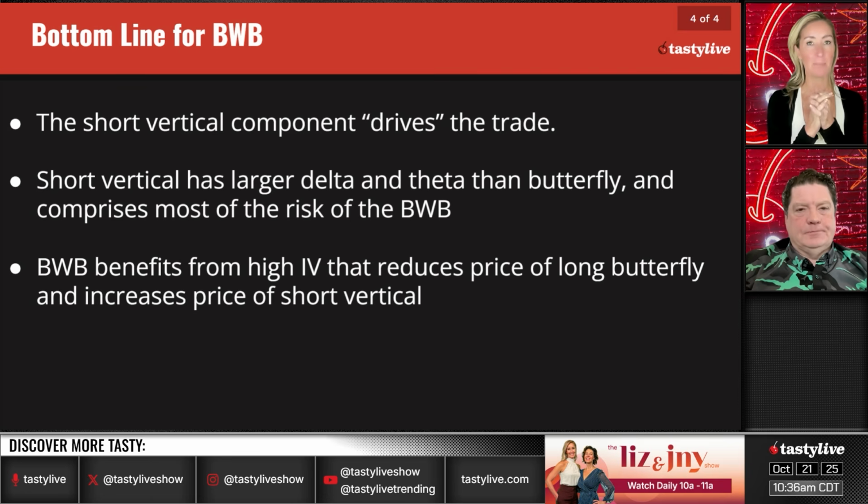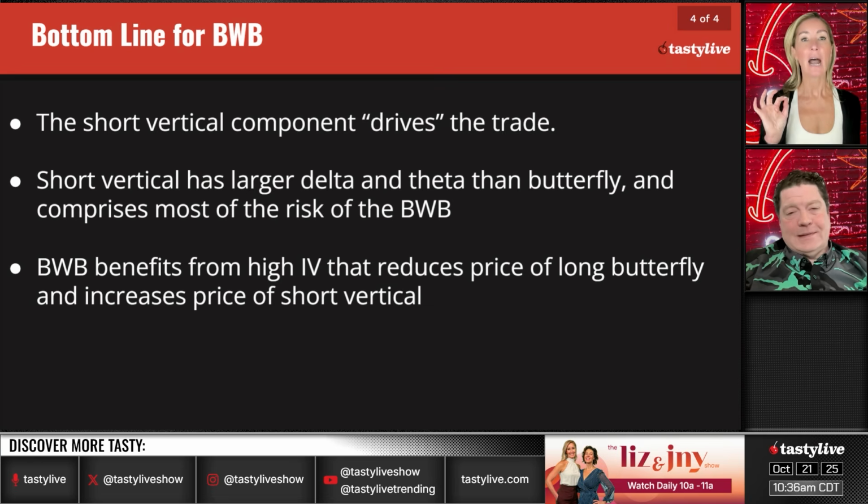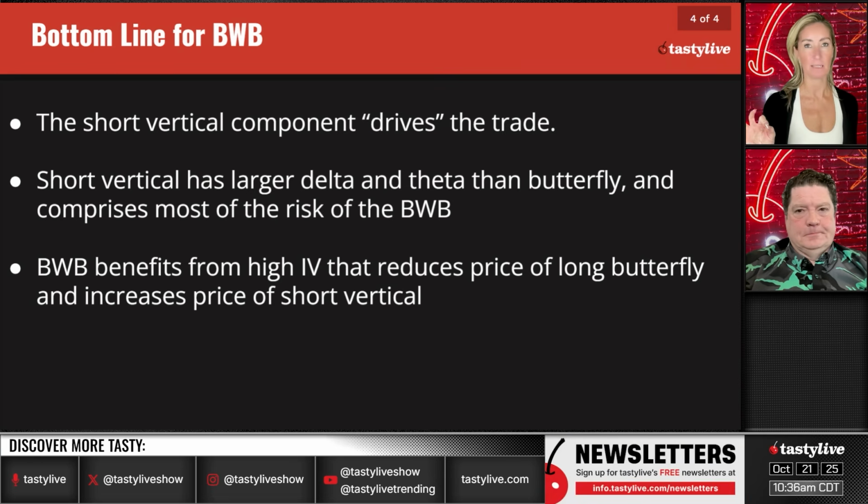The broken wing butterfly benefits from high IV that reduces the price of the long butterfly and increases the price of the short vertical. Right. So high implied volatility is a butterfly spread. You can find them all over the place, but essentially what you want to do is find a situation where butterflies are relatively cheap and the verticals are relatively rich.